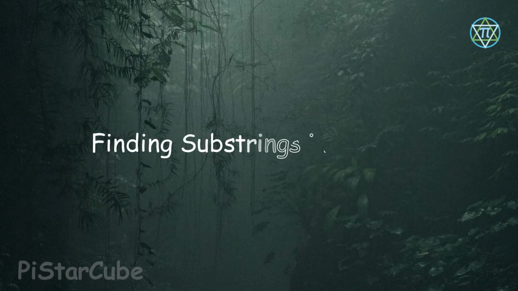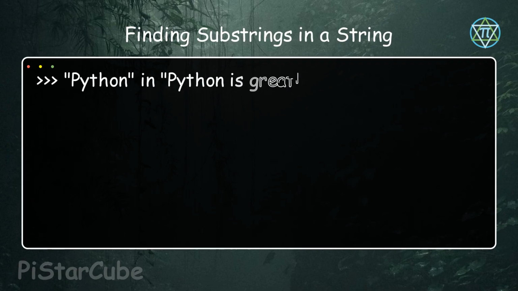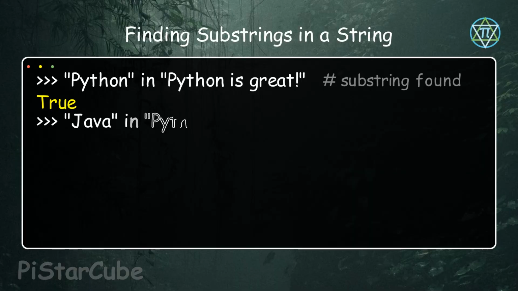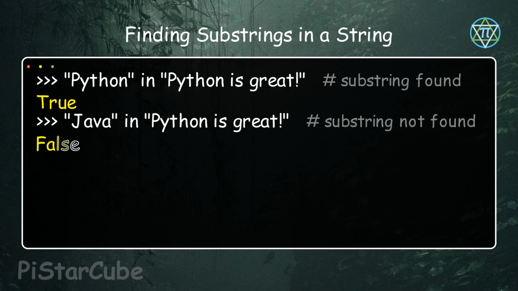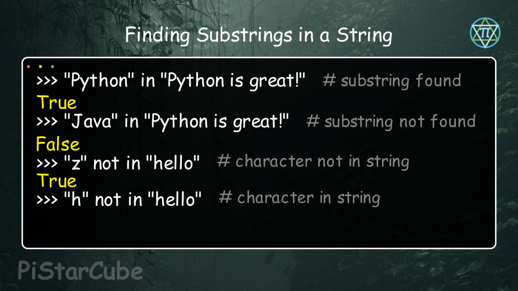Let's talk about how to find if a smaller string or substring is inside a bigger one using in and not in. For example, if you look for the word Python inside the sentence Python is great, it returns true because it's there. But if you search for Java, it will return false since it's not there. You can also check for individual characters like Z is not in hello, so that's true. But H is there, so it returns false. This makes it super easy to check if something exists inside a string without any complicated code.